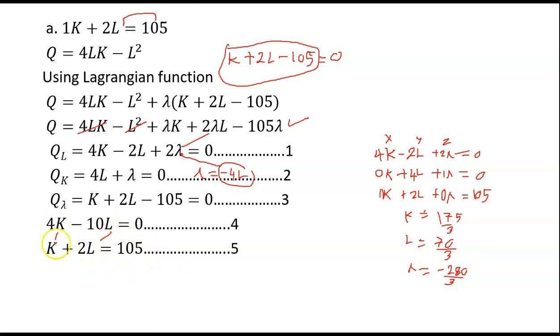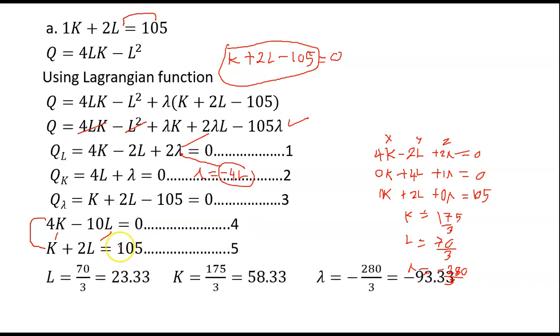So when you solve them simultaneously, just this and this, you get K to be 175 over 3, just like we got here, and you get L to be what? 70 over 3. I mean, this is a two-variable simultaneous equation. If you wanted to use the calculator, you would have used the 1, not 2. Do you get it? So, we got L to be 70 over 3, which is 23.33, K to be 175 over 3, which is 58.33, and lambda to be negative 2AT over 3, which is negative 93.33.